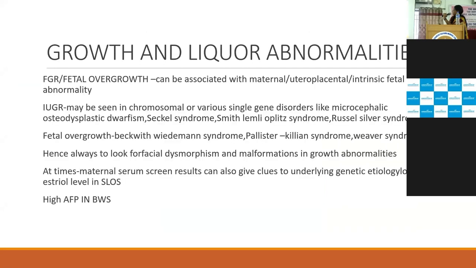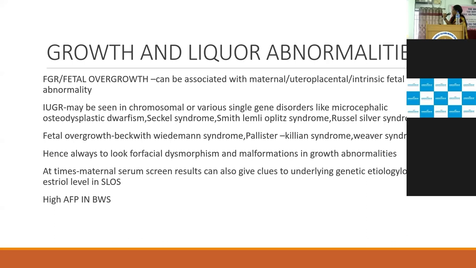So as I said, growth and liquor abnormalities are often overlooked. Fetal growth restriction or fetal overgrowth can commonly be associated with maternal uteroplacental problems, but intrinsic fetal abnormality is also an option. When we talk about genetic syndrome, there is a possibility of growth disorders and liquor abnormalities also. As an example, IUGR may be seen in chromosomal or various gene disorders like microcephalic osteodysplastic dwarfism, Seckel syndrome, and SLOS, Smith-Lemli-Opitz syndrome, Russell-Silver syndrome. All these may present with IUGR. Fetal overgrowth is often seen with Beckwith-Wiedemann syndrome, Pallister-Killian syndrome, and Weaver syndrome. Hence, when you suspect syndromes, you look for the facial dysmorphism and other malformations and growth abnormalities.